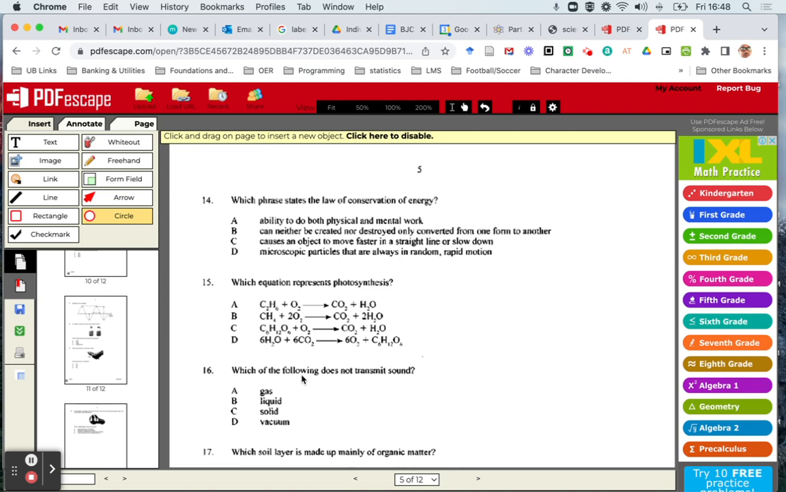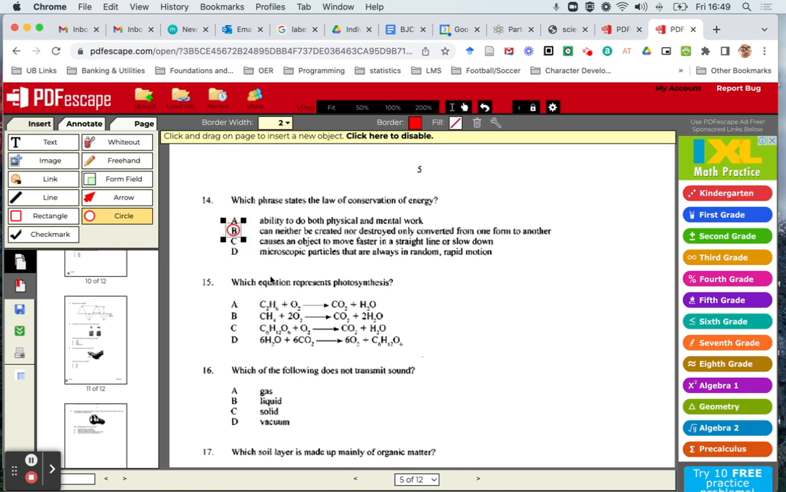And so question 14: which phrase states the law of conservation of energy? The key thing to look for in this sentence is conservation of energy. So you're going to look for something that says that nothing is gained or lost. And yes, there we go, answer B: can neither be created nor destroyed, only converted from one form to another. So that's going to be the correct answer there.